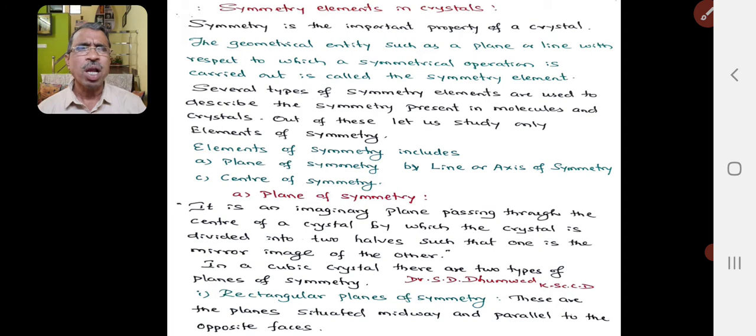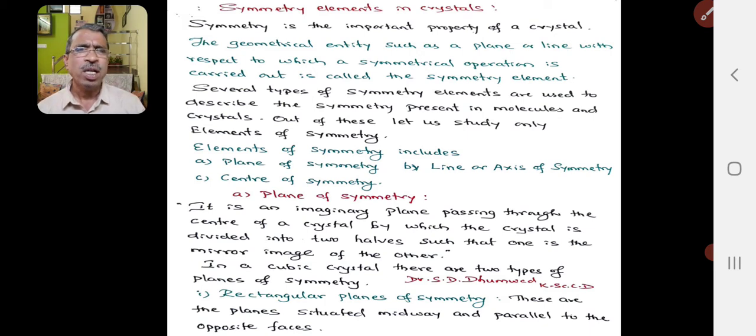In a cubic crystal, there are 2 types of planes of symmetry. One is the rectangular plane of symmetry, and another one is the diagonal plane of symmetry.